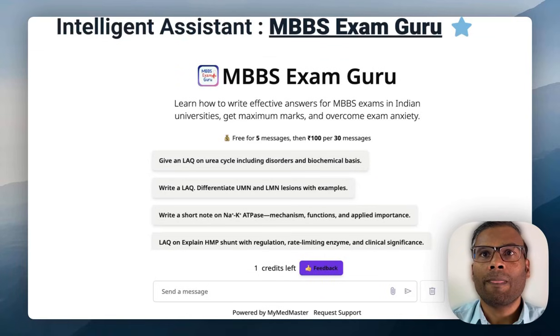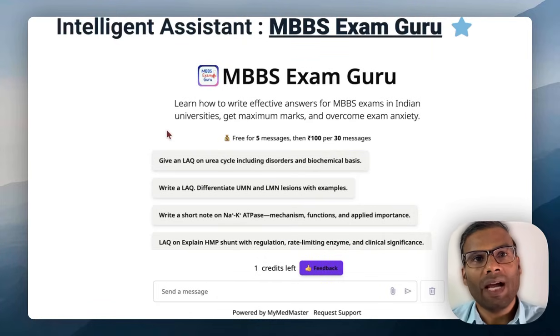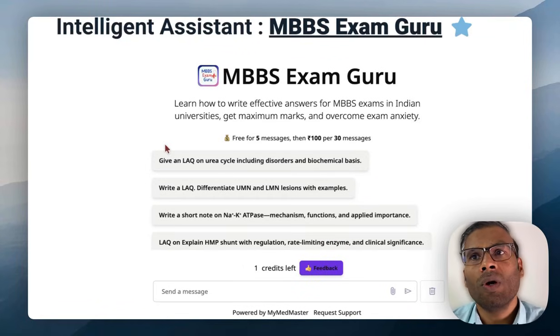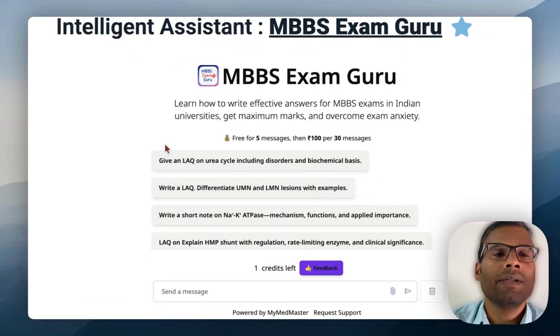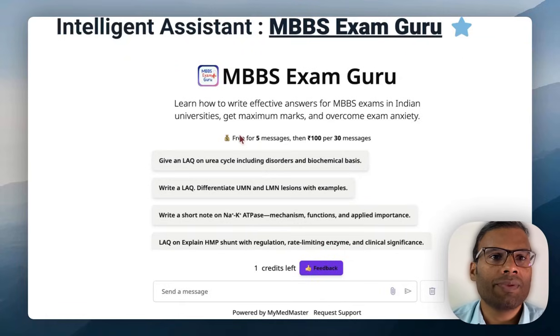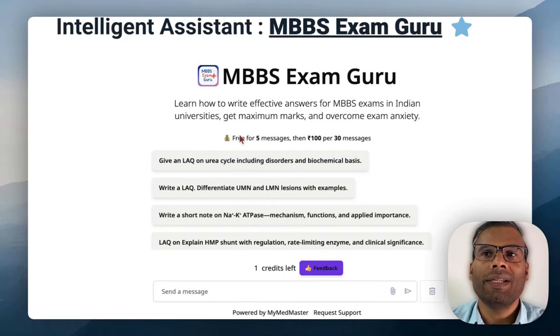So let us see what this assistant is. First, you have to go to the web page. I will share the link of the web page in the description below. In the home screen, initially you have to log into that account. Don't worry, you have 5 free messages initially, and if at all you like it, then you can go for the subscription. And I guarantee you will like it.